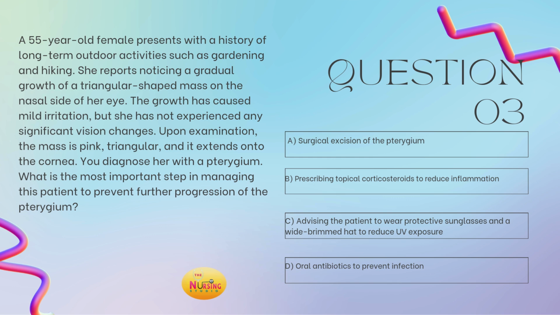So the thing that you want to do is advise her to wear protective sunglasses. And also, you may see this as protective UV glasses as an answer choice or things of that nature. So just make sure that you know that you're trying to protect them from excess UV light exposure, right? So you want to make sure she's wearing those protective glasses as well as a wide-brimmed hat to help her, since she's outside and getting a lot of exposure from gardening and hiking, etc. Okay, so C is your best answer.